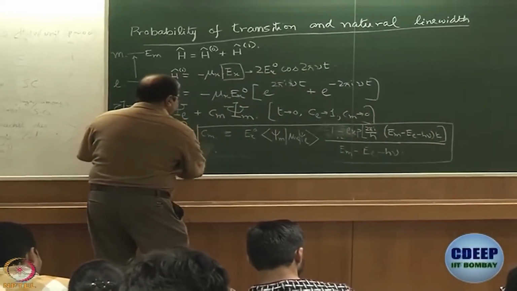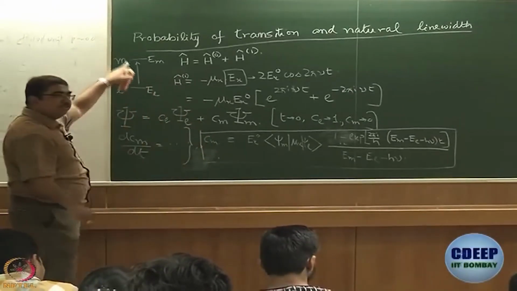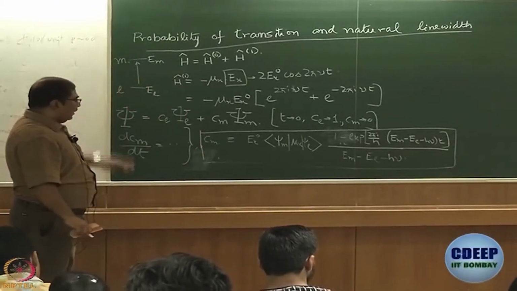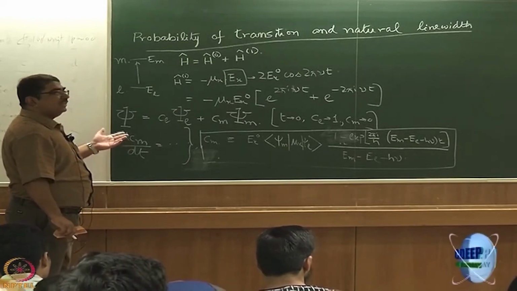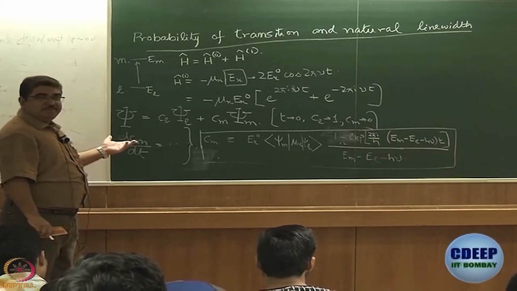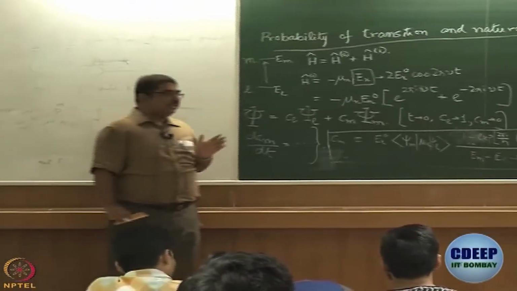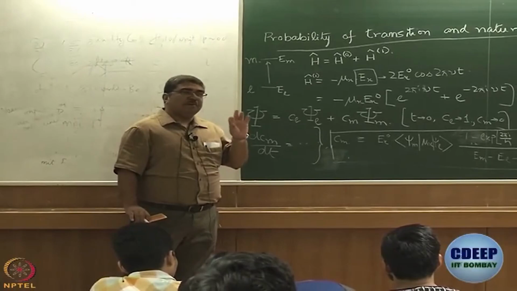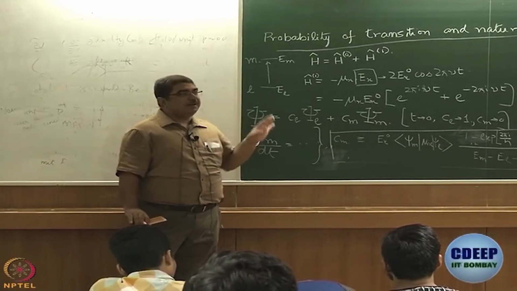And don't forget, we are only talking about an absorption process, this kind of a situation. Okay, so what I want to do now is find what is Cm star multiplied by Cm, because as you know, the mod square of the coefficient gives you the probability of that wave function in the combined wave function.